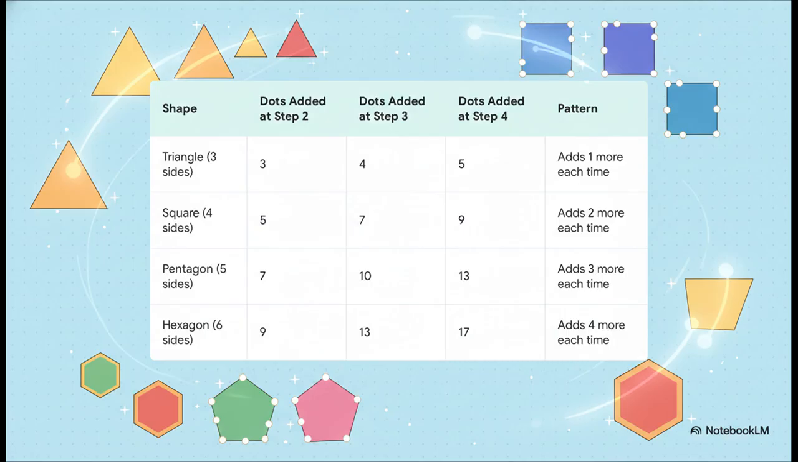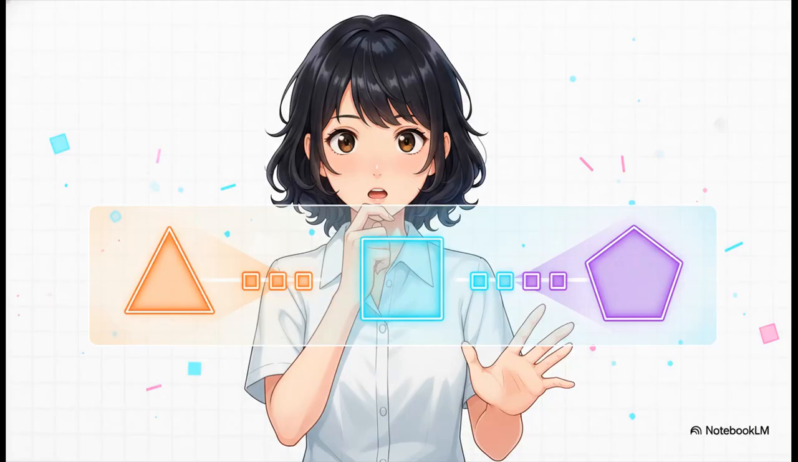For a triangle, which has 3 sides, the number of dots we add goes up by 1 each time. For a square with 4 sides, it goes up by 2 each time. For a pentagon with 5 sides, yep, it goes up by 3. Do you see it? The amount we add is always just the number of sides minus 2. So the most important thing to realize is this isn't random at all. The growth follows a simple, totally predictable rule.